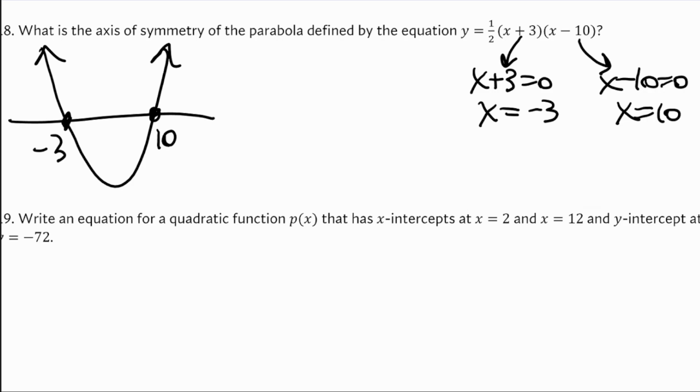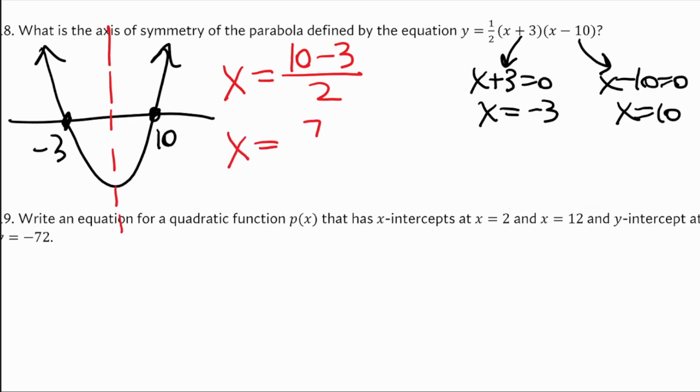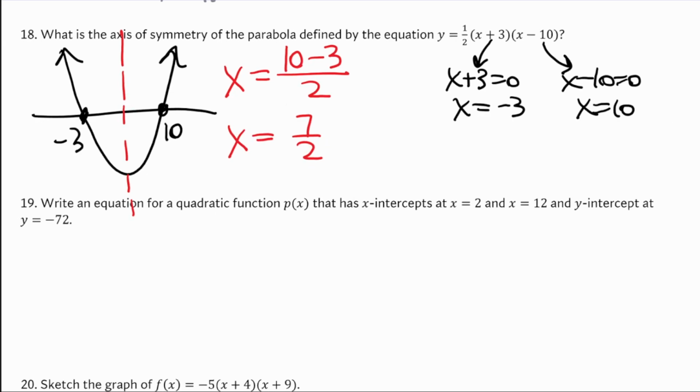Okay, but the axis of symmetry, it's going to be halfway in between the zeros, so it's going to be x equals, I'm going to average the x coordinates of the x-intercepts. So 10 plus -3 divided by 2, so that's x equals 7/2. Okay, or 3.5, whatever you want to call it.